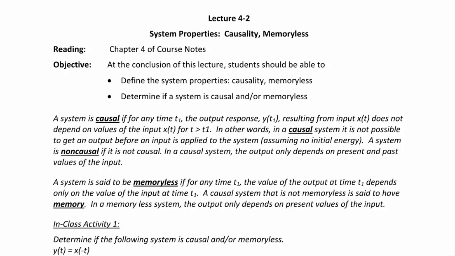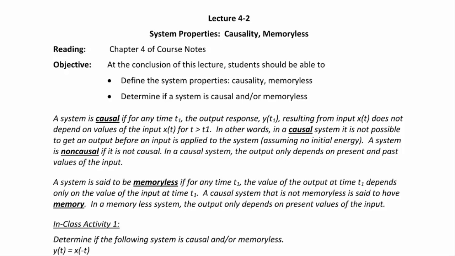Today's lecture will focus on the system properties of causality and memoryless. You should be reviewing Chapter 4 of the course notes for supplemental instruction on this content. The objective of today's lecture is to define the system properties causality and memoryless and to determine if a system is causal and or memoryless.